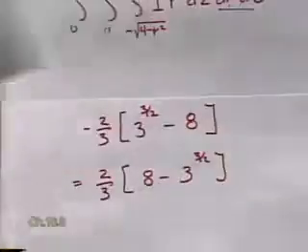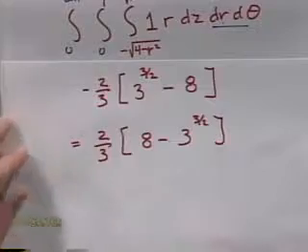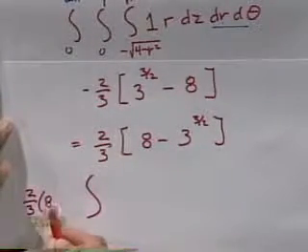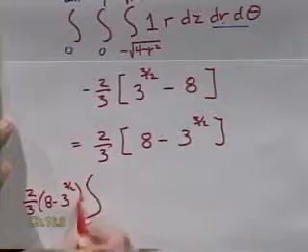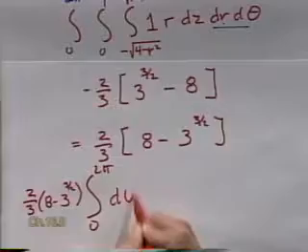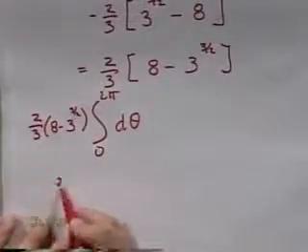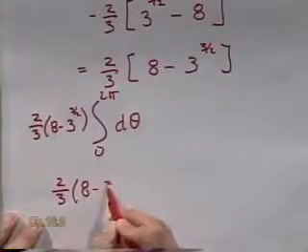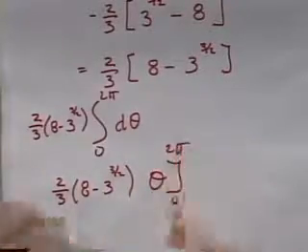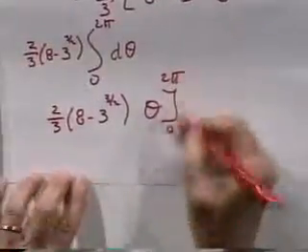Now that's just a plain old everyday number. So when I go to do my last integral, that's just a constant we can bring out front. Okay, and I have d theta from 0 to 2 pi. And so that's just going to be equal to 2/3 times 8 minus 3 to the 3/2, times theta as we go from 0 to 2 pi. And that's just going to give us 2 pi.